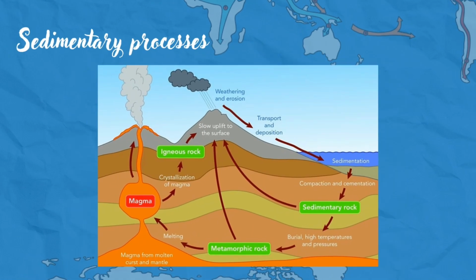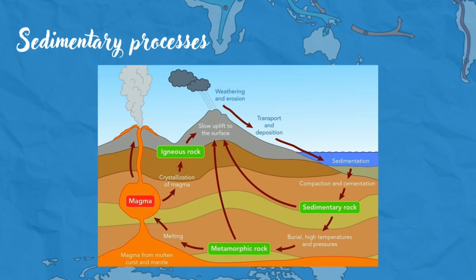Sedimentary rocks form through a series of steps starting with weathering and erosion of pre-existing rocks. As shown in the diagram, weathering breaks rocks down into smaller particles. These particles are then transported by natural forces like wind, water, and ice. Once these particles reach bodies of water, they settle through deposition, forming layers of sediment.